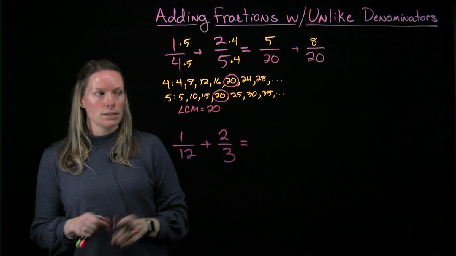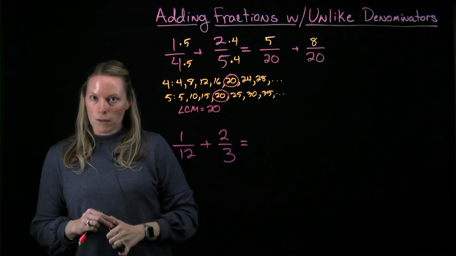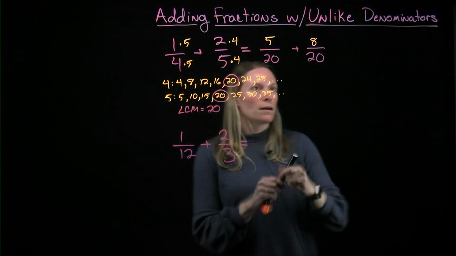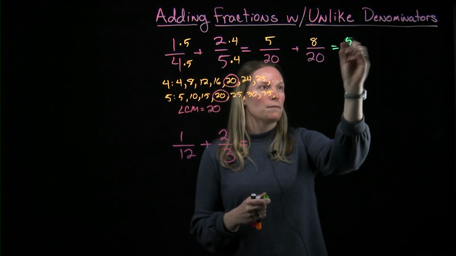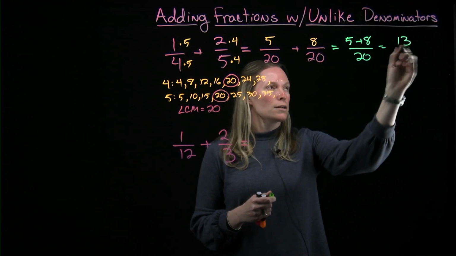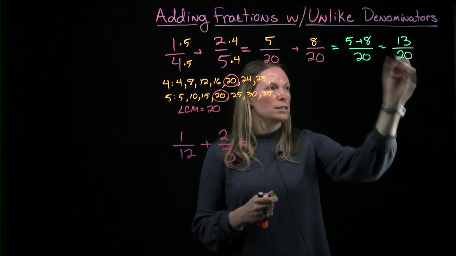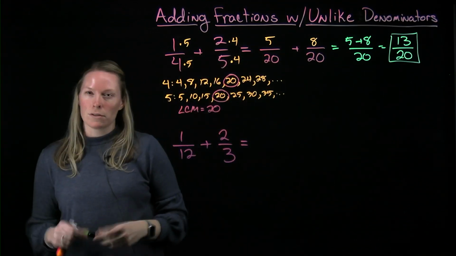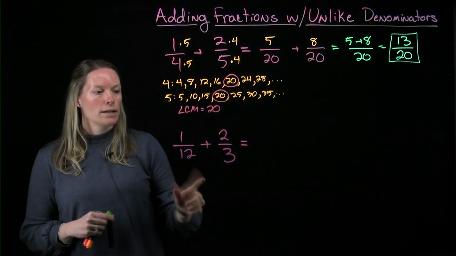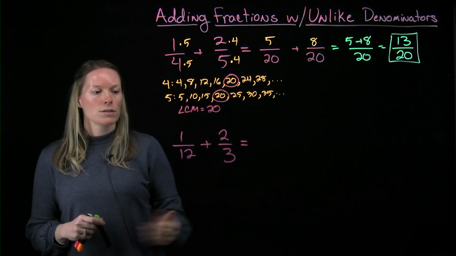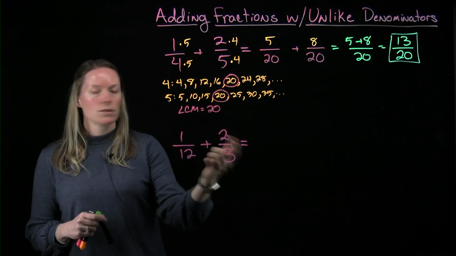Now all I need to do is combine my numerators, since my denominators are the exact same. In this case, 5 plus 8 will end up giving me 13. In other words, 13/20 would be my sum of these two fractions. Now I need to do the exact same thing for our second example. You'll notice that I have 1/12 plus 2/3.